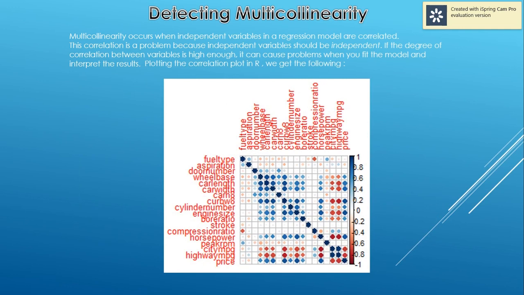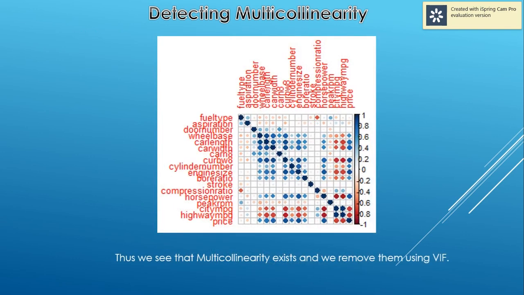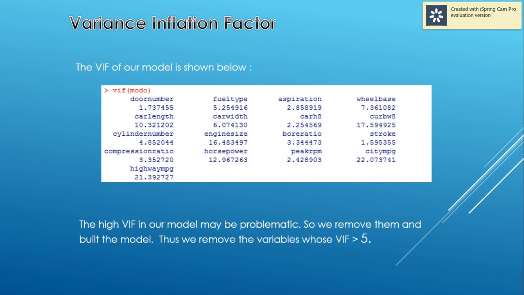Before finding the VIF of the model, let us look at our correlation plot, where blue color indicates positive correlation and red color indicates negative correlation. The higher the intensity, the higher the correlation present. Thus we see that multicollinearity exists and we remove it using VIF. The VIF of our model is given, and as you can see there are a lot of variables which have VIF more than 5. This is a serious problem.